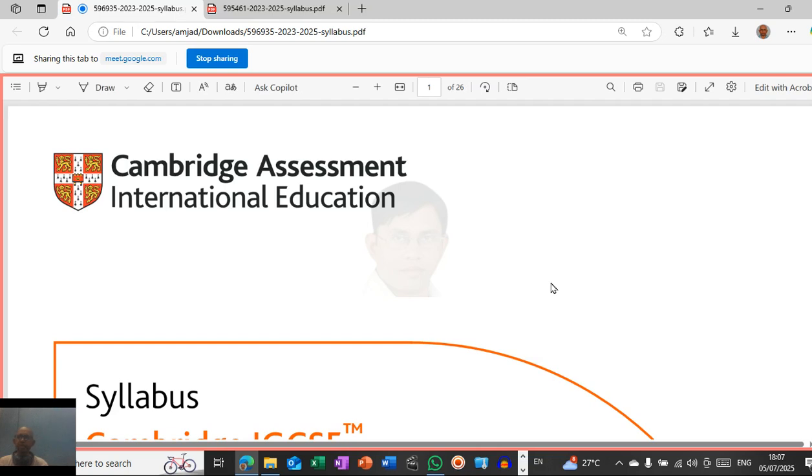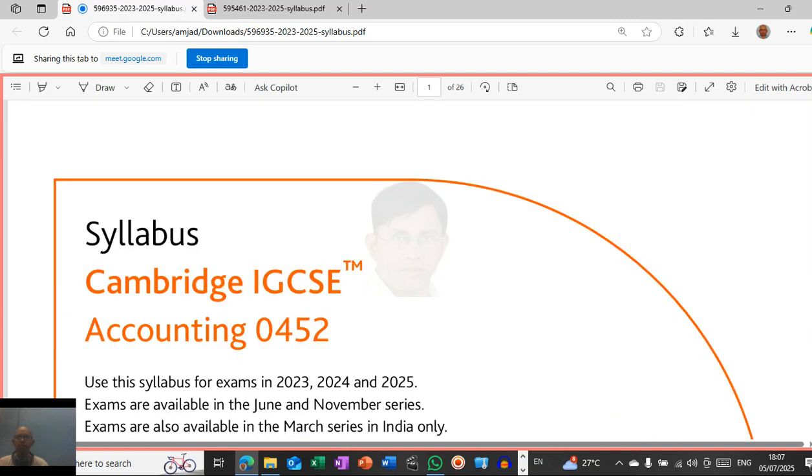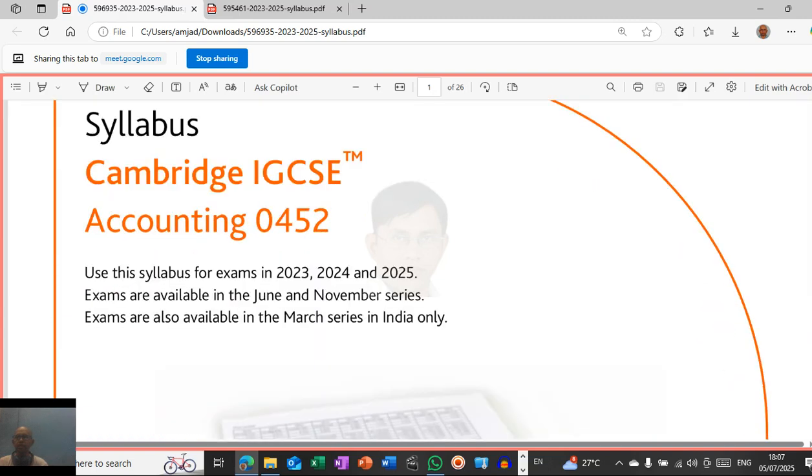Cambridge Assessment International Education Syllabus, IGCSE Accounting 0452. Use the syllabus for example 2025. So the relevant year is 2025. Exams are available in the June and November series. Exams are also available in the March series in India only.